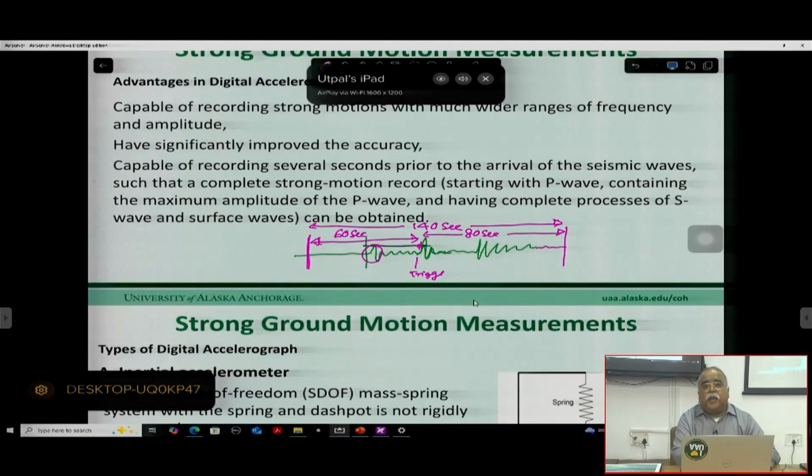Now, yes, please. Sorry, I have two questions. Why do we need to estimate the time when the accelerometer is capable of recording several seconds prior to the trigger? So does the accelerometer just work on the trigger? No, that's right. At the same time, it can record before the trigger too. It might start recording 60 seconds before the arrival of the main shock.